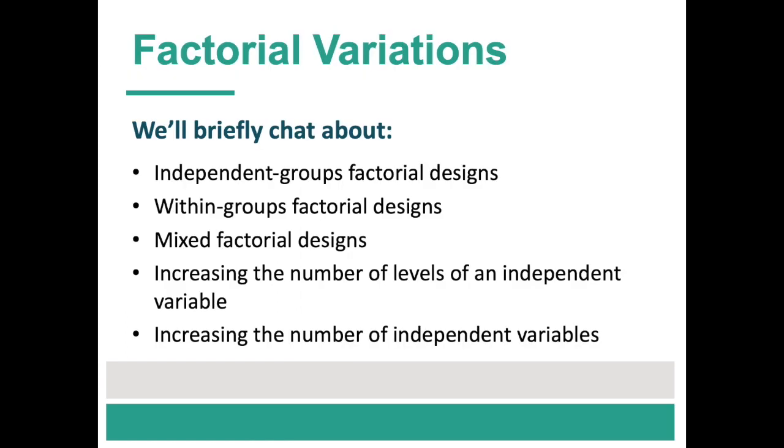All right, so there are a number of factorial variations. The ones we've focused on so far is just a 2x2. You have 2 levels in one group and 2 levels in the other. But there's others as well. So you have independent groups factorial designs, within groups factorial designs, mixed factorial designs. And then you can have more than just 2 levels of an independent variable.